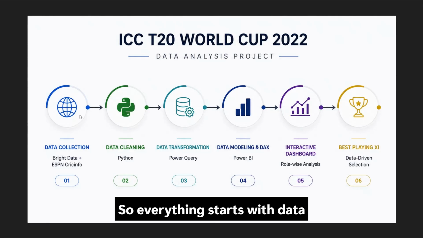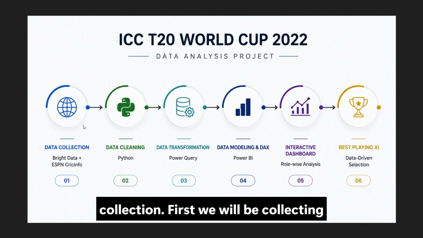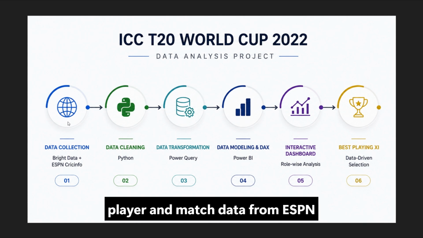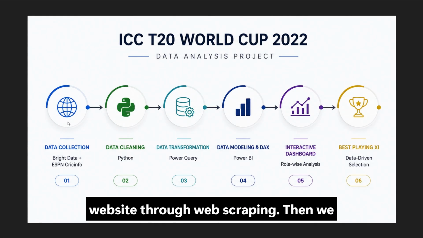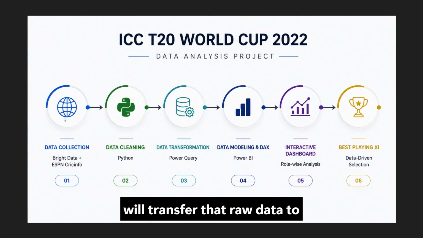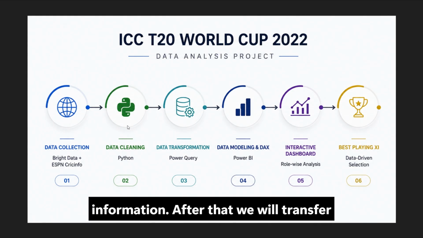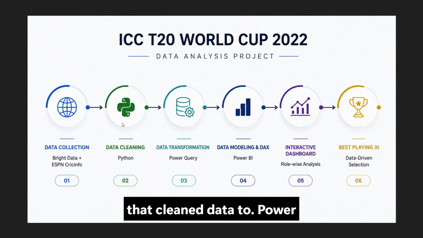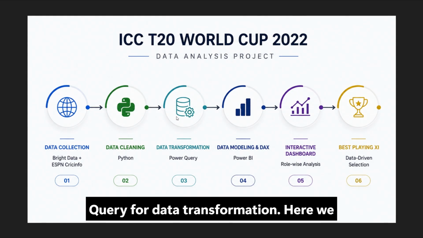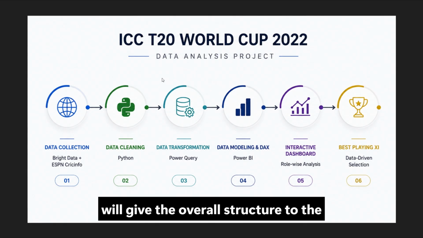Everything starts with data collection. First, we will be collecting player and match data from the ESPN website through web scraping. Then we will transfer that raw data to Python for data cleaning. Here we will be removing the unnecessary information. After that, we will transfer that cleaned data to Power Query for data transformation. Here we will give the overall structure to the data.